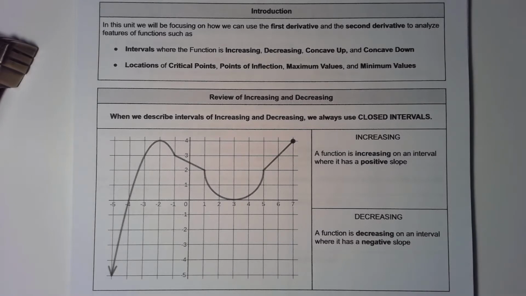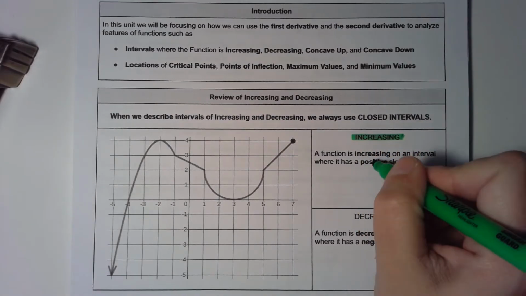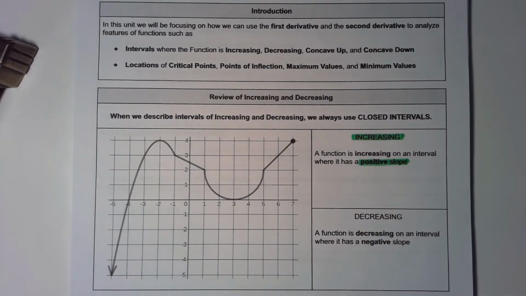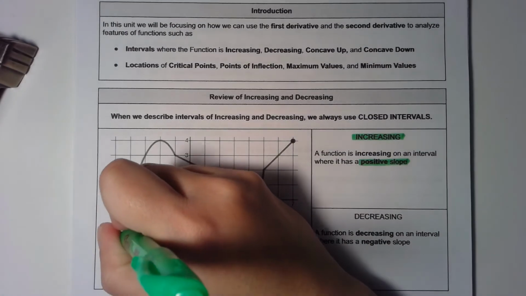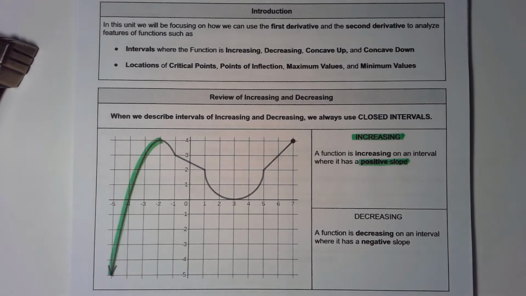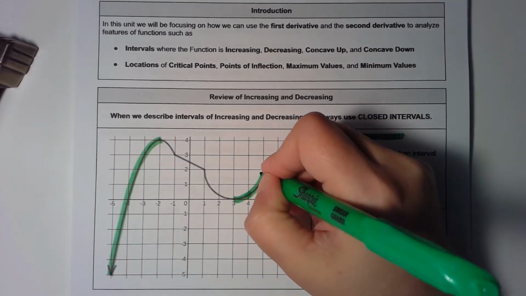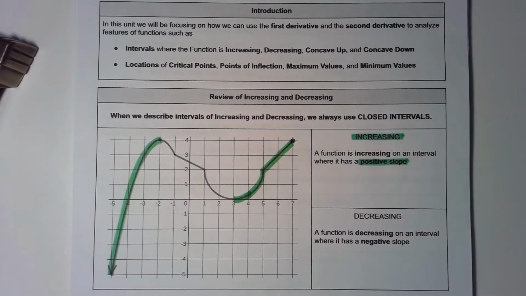So let's talk about increasing. When you hear the word increasing, what you should think is that those are the sections of a graph where it has a positive slope. So on this graph, we would be looking at this section right here, and it kind of stops right there at the very tippy top of that hill, as well as this section of the graph right here, because those would be the increasing sections of the graph.